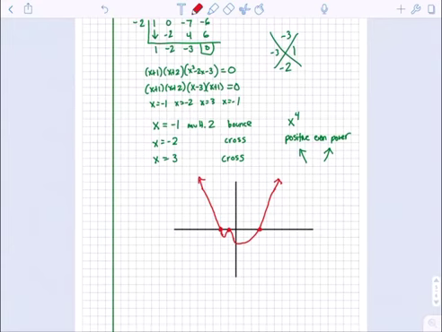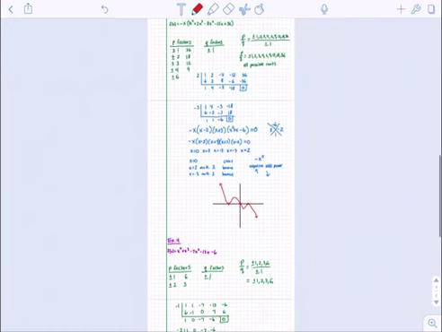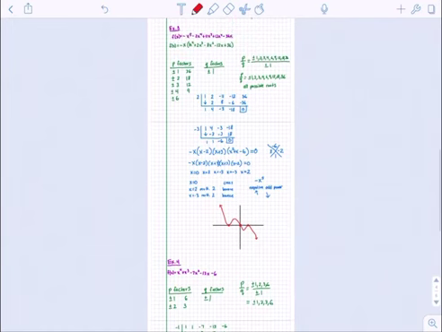So these last two, you guys, example 3 and example 4, those are both examples of it being in standard form and graphing polynomials based off standard form.